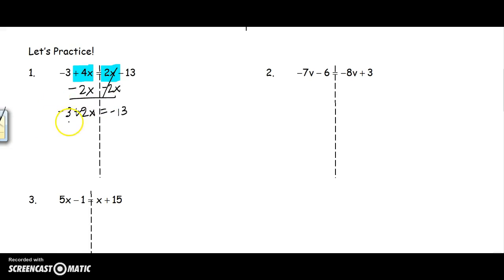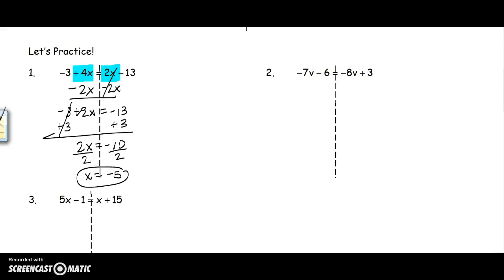Again, we would move our constant, so the number that does not have the variable. So you're going to add 3 to both sides. And then you have 2x is equal to -10. Divide by 2, and x equals -5. And that would be your answer.